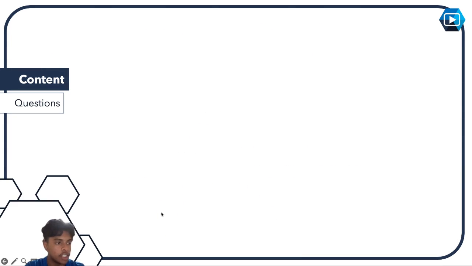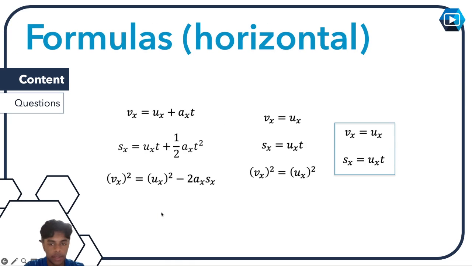All right, so a quick collation of the formulas that we looked at will look something like this. This will all be in the horizontal direction, right? So vx is equal to ux plus ax t. Obviously, we can just say that vx is equal to ux because ax is equal to 0, so ax t is equal to 0 as well. So this is the simplification there.